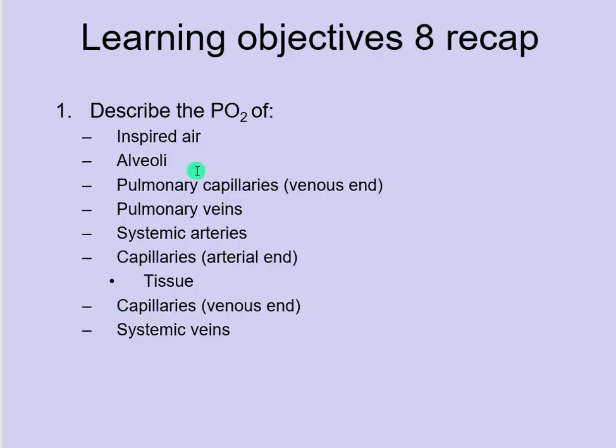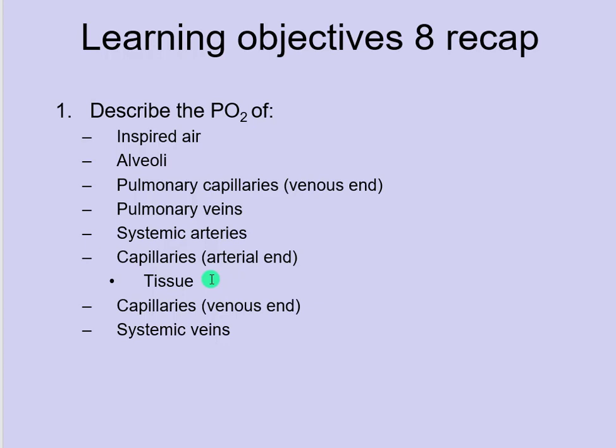All right, so let's go and recap what we've covered. We looked at the PO2 of the inspired air at 160, of the alveoli at 104, of the pulmonary capillaries and then the pulmonary veins at 104, 100, right? When these things kind of hook up together. Systemic arteries, it's going to be 100. Capillaries, arterial end is going to be 100. What's the PO2 of the tissues? Finally, we're at 40. Pressure gradient is there.